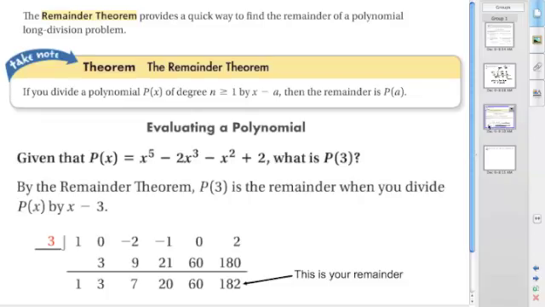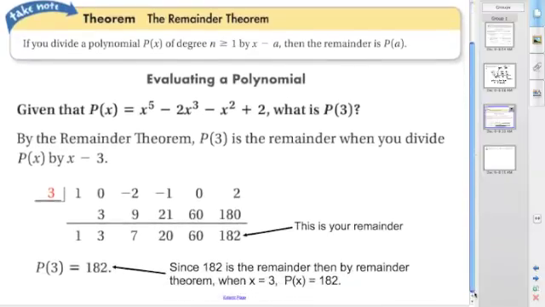With synthetic division, you have the remainder theorem, which says if you divide a polynomial that has a degree higher than or equal to 1 by x minus a, then the remainder is p of a. So here's an example. Given the polynomial x to the fifth minus 2x to the third minus x squared plus 2, they want to know what is this polynomial evaluated at p of 3.